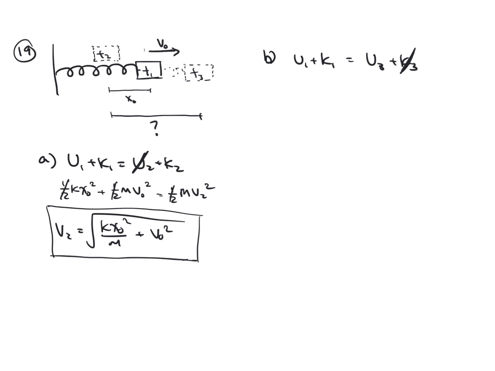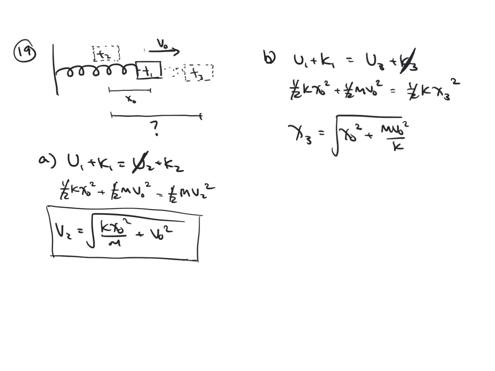Okay, so we have half k x naught squared plus half m v naught squared equals half k x3 squared. Again, the halves cancel out. This time we're dividing by k and then square rooting. So dividing by k gives x naught squared plus m v naught squared over k. Then we're square rooting. Okay, so that'll be the answer to B.